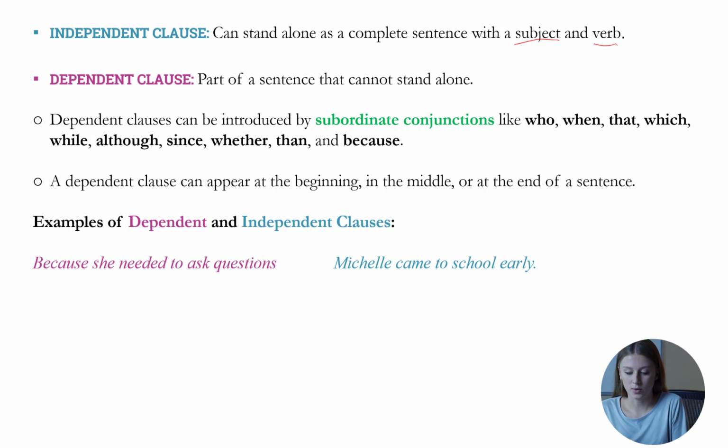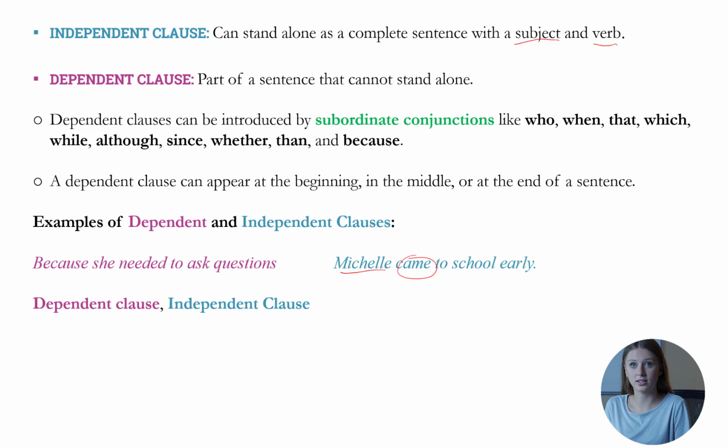Because she needed to ask questions. That cannot stand alone. It doesn't have a complete subject and verb, so that is a dependent clause. Then Michelle came to school early has a subject and a verb and can stand alone as a sentence, so that is an independent clause. Then if we put independent and dependent clauses together, we can get a more complex sentence.